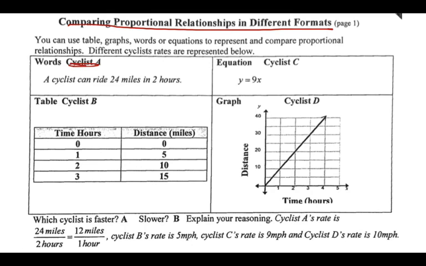So we have cyclist A written in words. Cyclist B is a table. Cyclist C is an equation. And cyclist D is a graph. And what they want to know is which cyclist is faster. Okay. Again, it's hard because everything is shown differently.